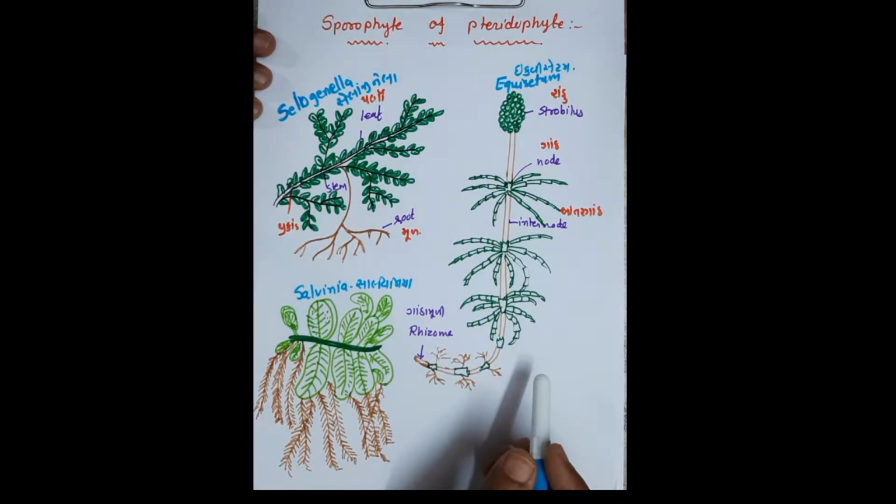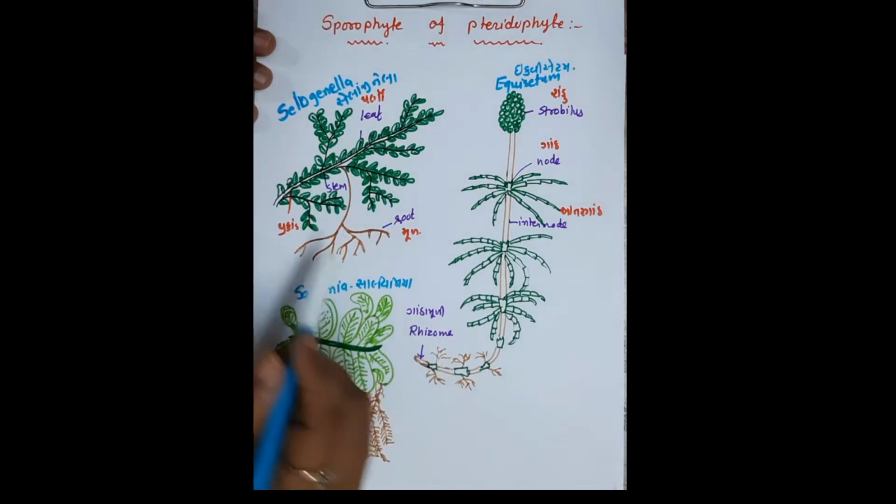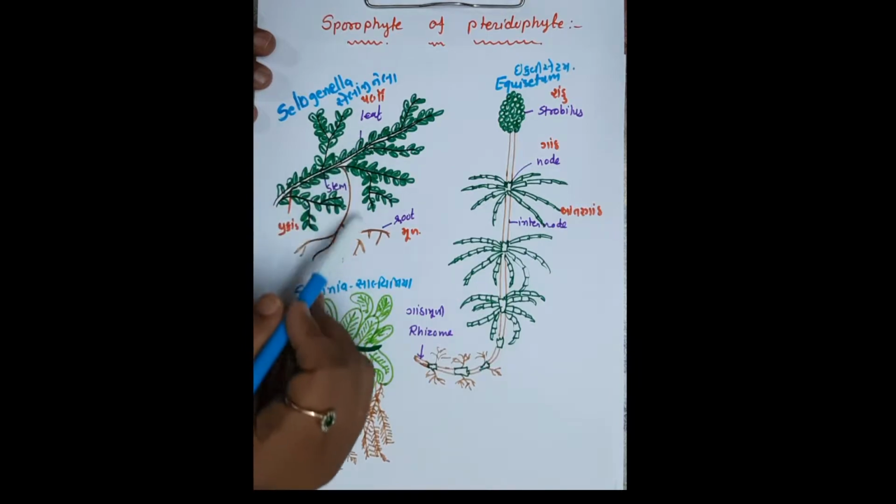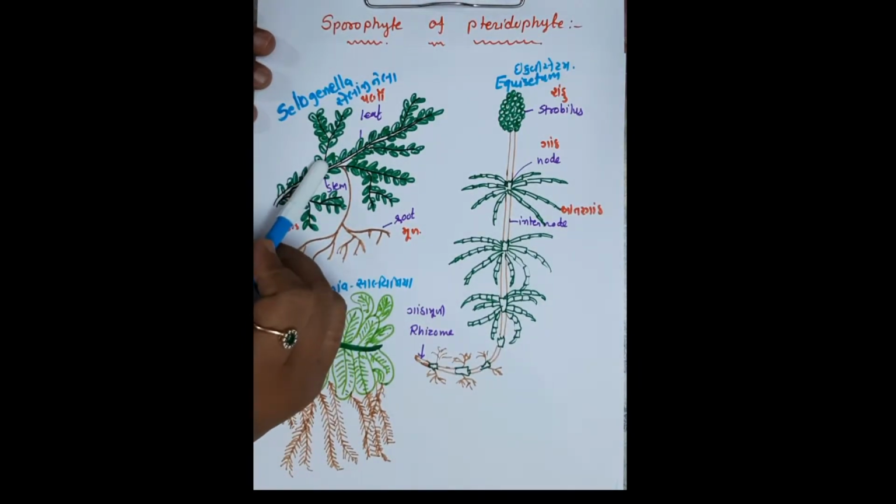Today we'll discuss the sporophyte of pteridophytes. Before that, see the diagrams of some pteridophytes. This is Selaginella. These are its leaf, this is root, and this is its stem.